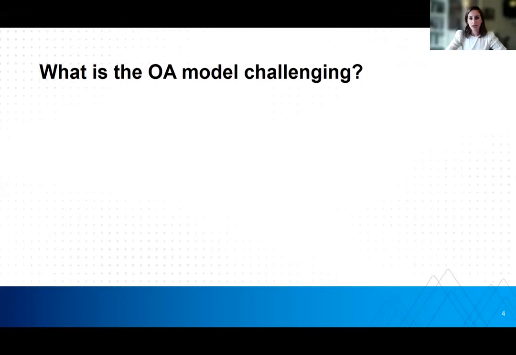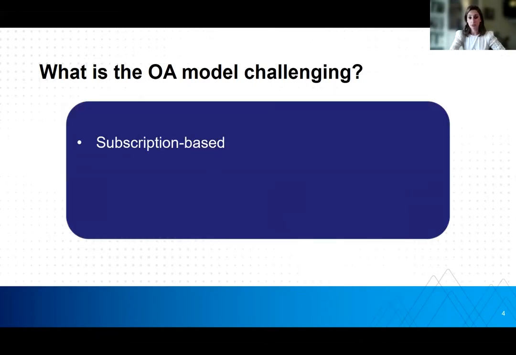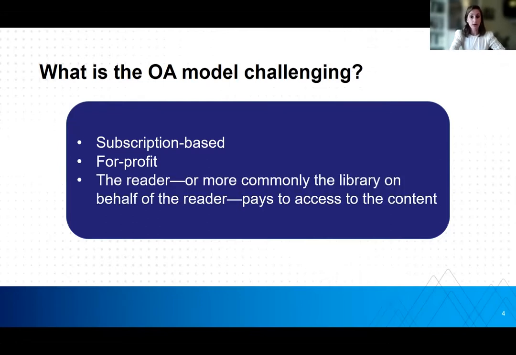So starting out and just talking a little bit about what is the open access model challenging? Open access has become a disruptive force in the scholarly publishing industry over the last 20 years. But what exactly is it seeking to disrupt? Like any agent of change, it's seeking to replace the traditional model, which in the case of scholarly publishing is a subscription-based, for-profit model in which the reader, or more commonly the library on behalf of the reader, pays to access content. This modern incarnation of subscription-based scholarly publishing, in which the journals are published primarily by publishing companies rather than scholarly societies, has been in place since about the 1950s.